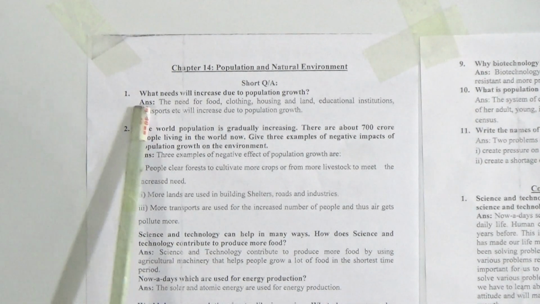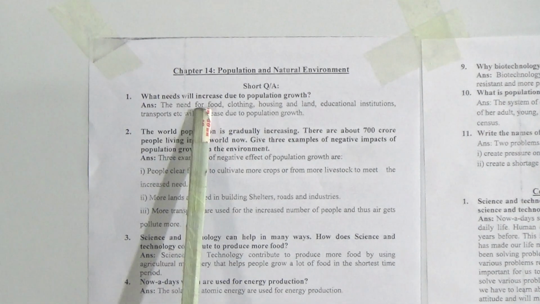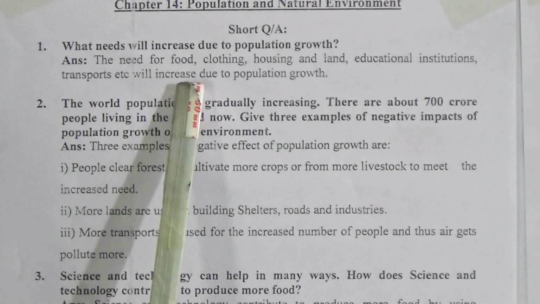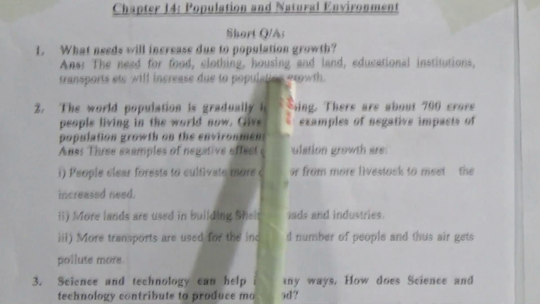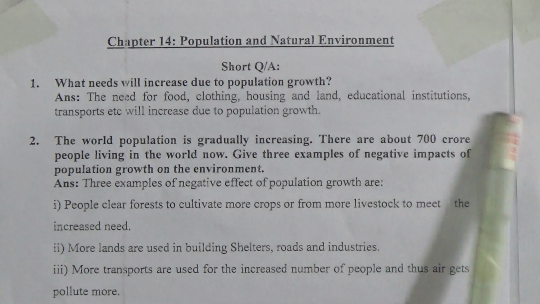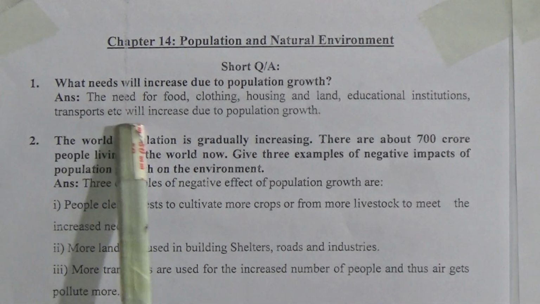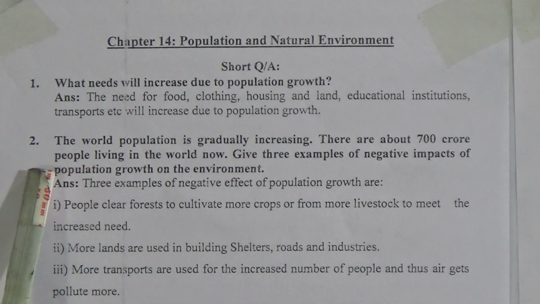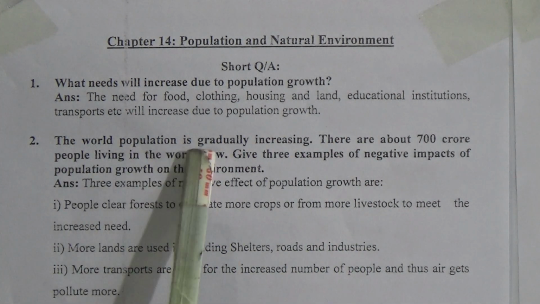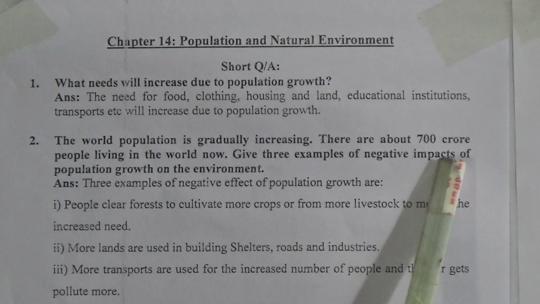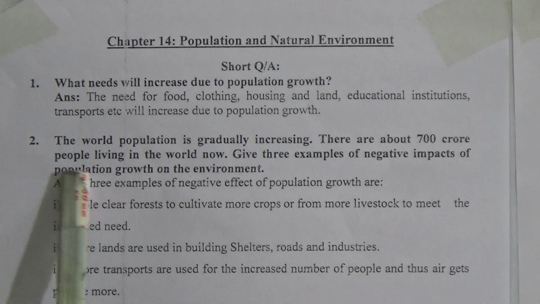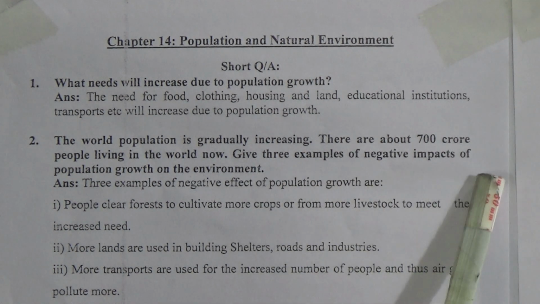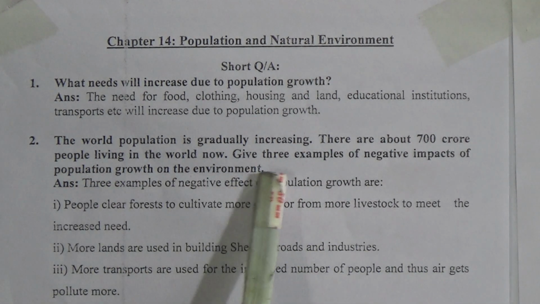The first short question is, what needs will increase due to population growth? The answer is the need for food, clothing, housing and land, educational institutions, transport, etc. will increase due to population growth. Now come to next one. The world population is gradually increasing. There are about 700 crore people living in the world now. Give 3 examples of negative impacts of population growth on the environment.